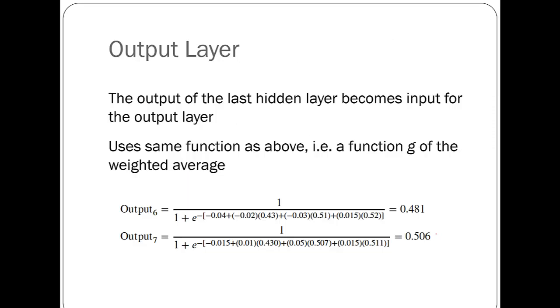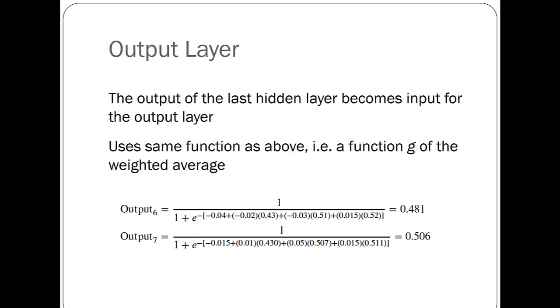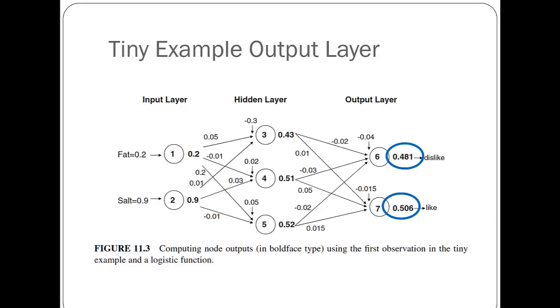You could think of these as probabilities if you like, because they are between 0 and 1, but you will notice there's a problem with doing that: these values do not add to 1. We have all possible outcomes represented, either you dislike the cheese or you like the cheese, but the probabilities don't sum to 1, so that is not a proper probability distribution. At this point, we couldn't really say that there's a 48% chance that someone will dislike cheese where the fat content is 0.2 and the salt is 0.9, because those things don't add up to 100%.